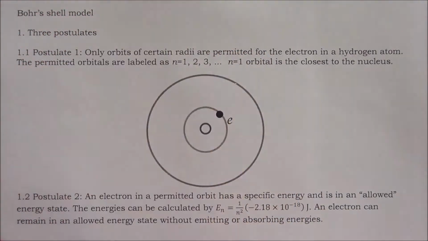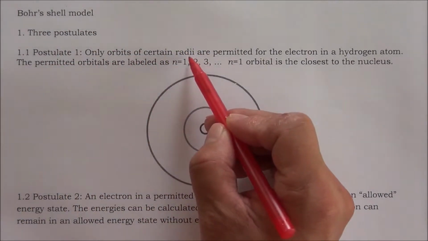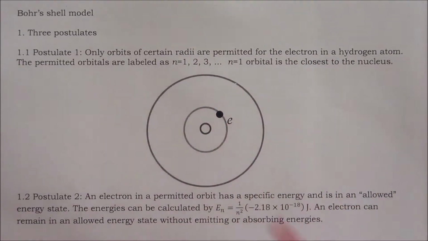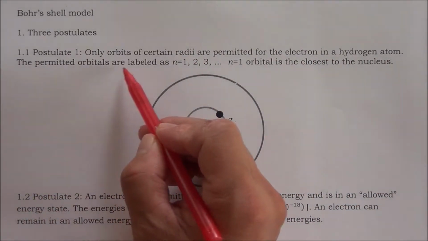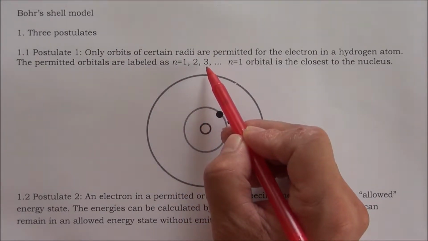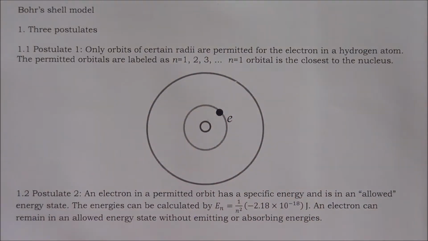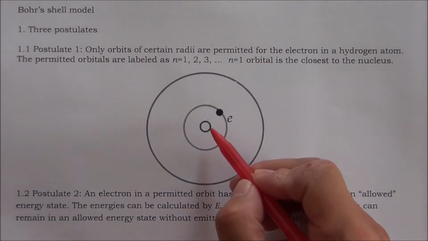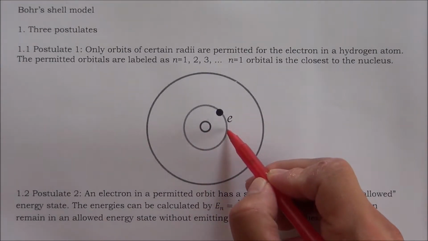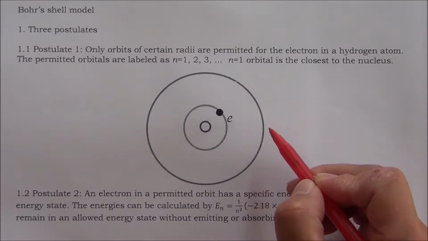It has three postulates. Postulate 1 says, only orbitals of certain radii are permitted for the electron in a hydrogen atom. The permitted orbitals are labeled as n equal to 1, 2, 3, until infinity. N equal to 1 orbital is the closest to the nucleus. This is a two-dimensional representation of the orbitals in the Bohr shell model. The center is the nucleus. This is n equal to 1 orbital. This is n equal to 2 orbital. Each orbital has a fixed radius. We cannot change the radius of each orbital.